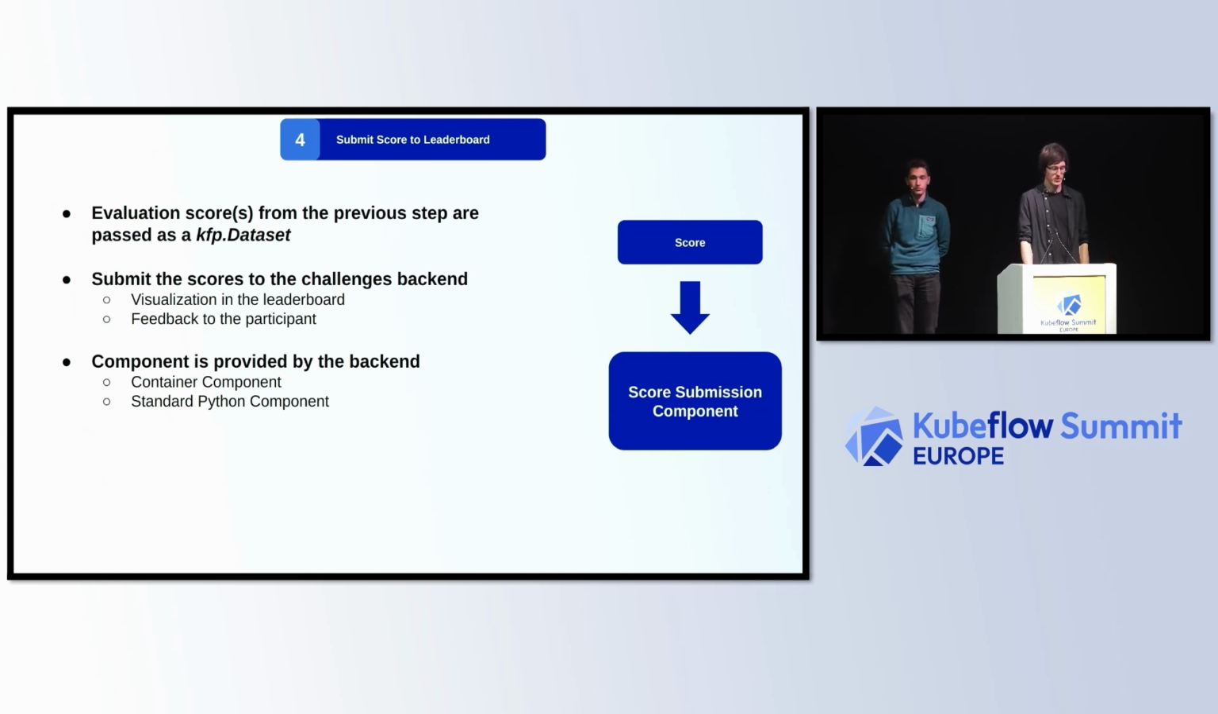Now, the last step, the submission of the score to the leaderboard. What we get here is the evaluation score, or the scores, from the previous step, passed as a KFP dataset, and we submit it to our custom backend for the challenges. We can use these scores in the end to visualize to the participants, but also to give more feedback. This component is provided by the platform itself as either a container component or as a standard Python component.